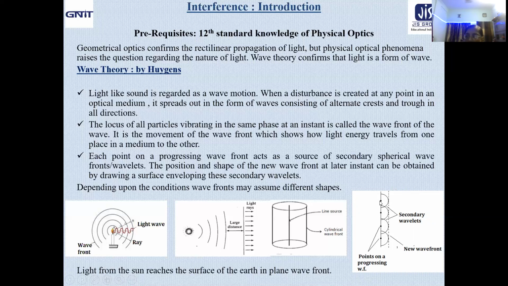That means, by choosing each and every point of a progressing wavefront as a source of secondary spherical wavefront or wavelet, we can get the new position of the new wavefront by enveloping the surface of this secondary wavefront or wavelet.